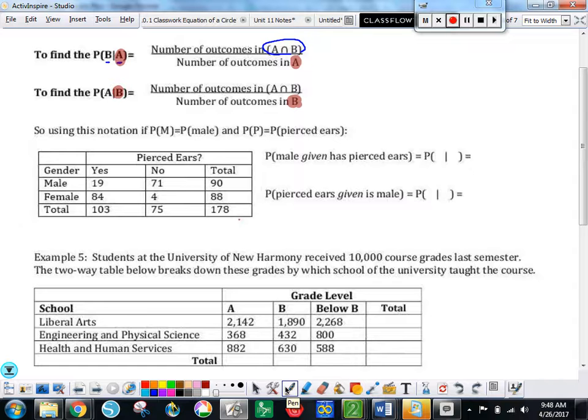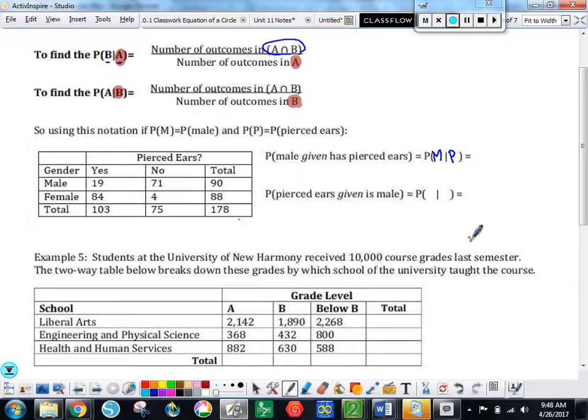Using the notation, if the probability of M stands for probability of male, and then P of P is pierced here. So looking at the males and the pierced group. So I want to find the probability that a male is chosen given he has pierced ears. So what will that look like? Which one is the M, which one is the P? Yep. So this one's M. This one's P.